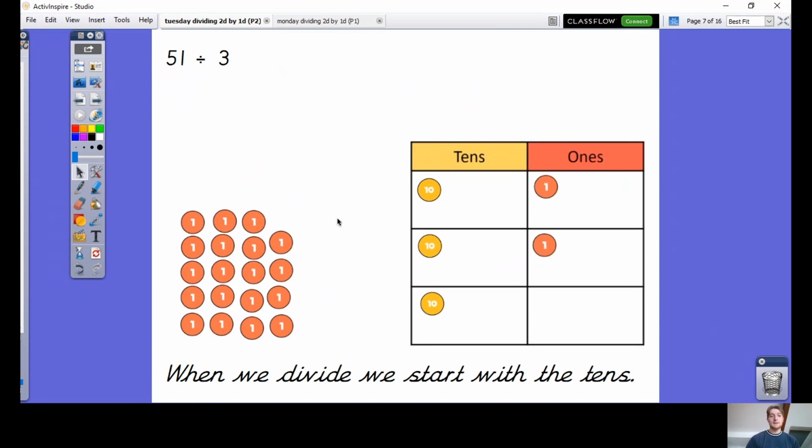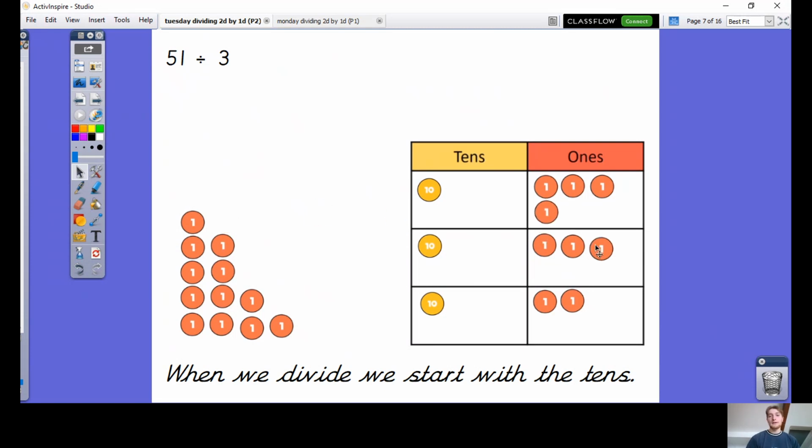I'm going to start doing this. This shouldn't take too long. Remember, be really careful when you're arranging or when you're sharing out your 1s that you're doing it a different group each time, and that you're doing it 1 group at a time.